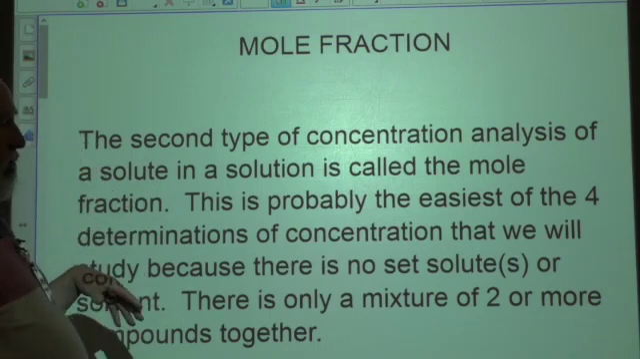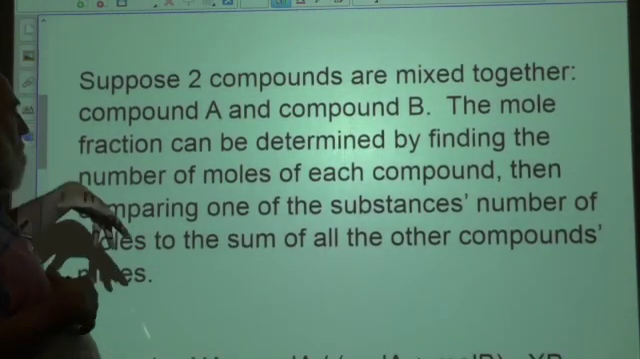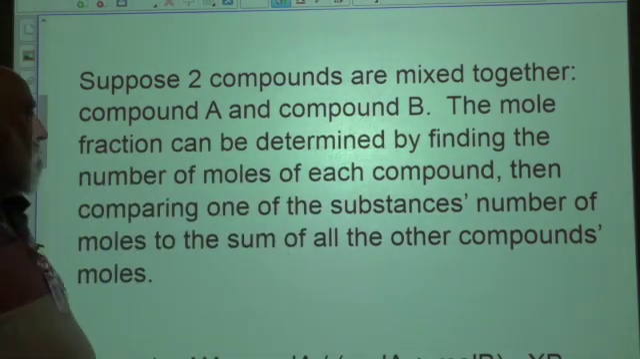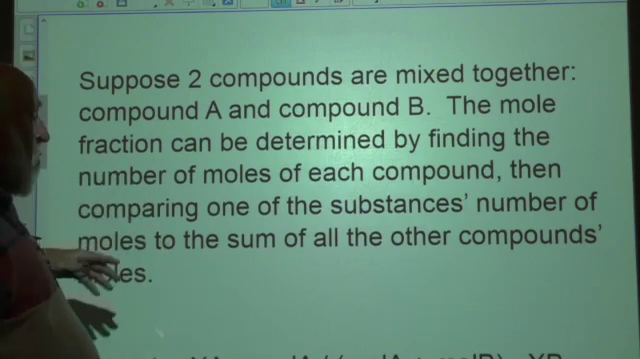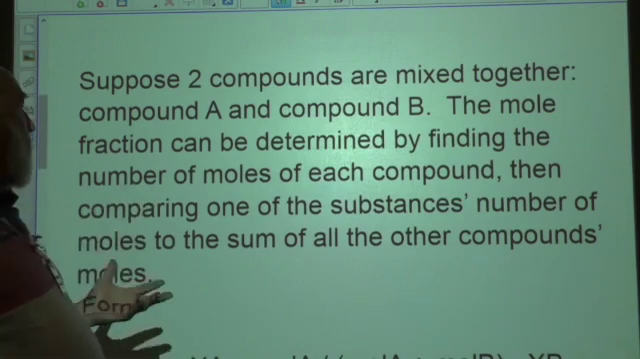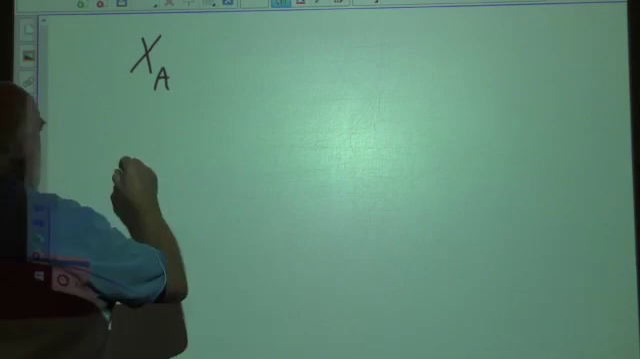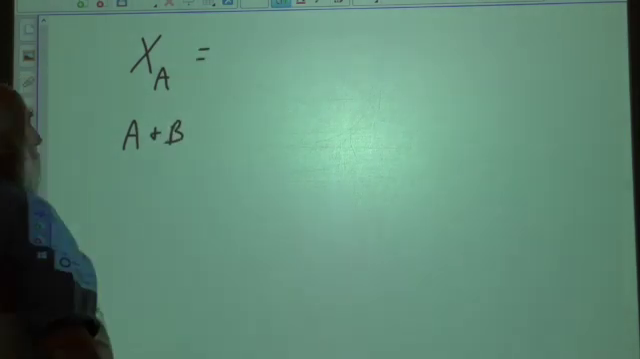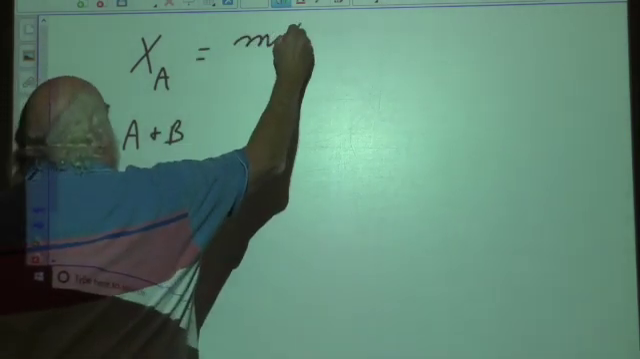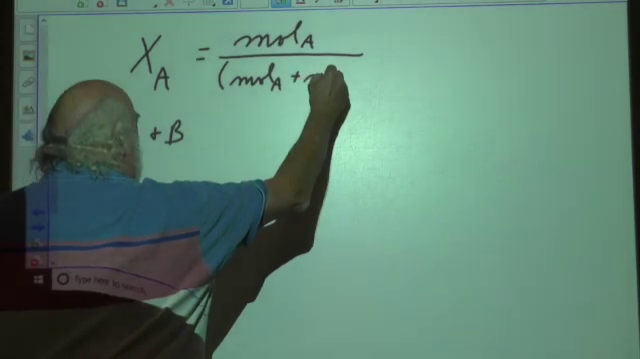This is called the mole fraction because, say you have two compounds making one solution, compound A and compound B. The mole fraction can be determined by finding the number of moles of each compound, then comparing one of the substance's number of moles to the sum of all the components' moles. So X means mole fraction, and we want to compare A with everything else. We take the number of moles of A and divide it by the sum of the moles of A plus the moles of B.